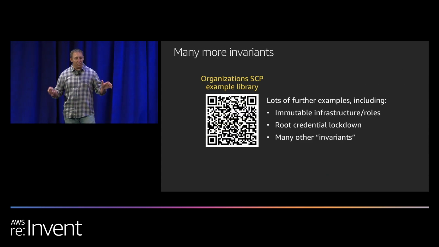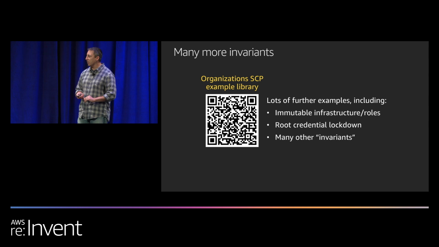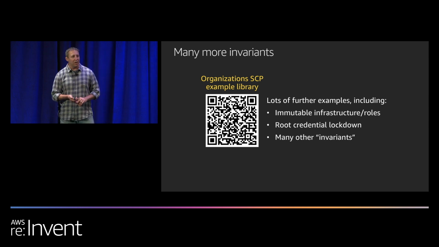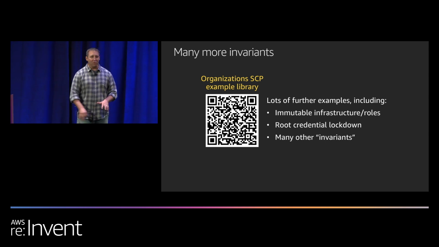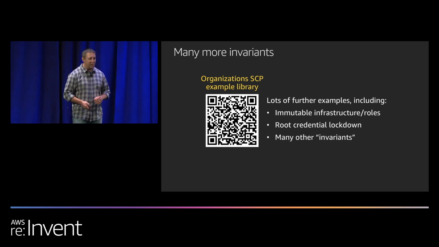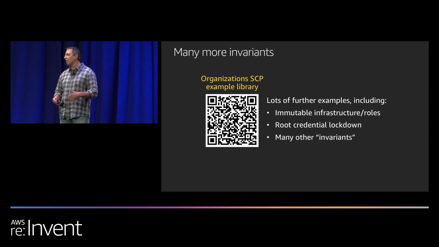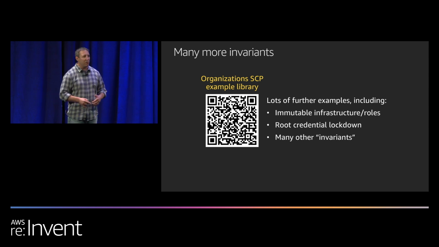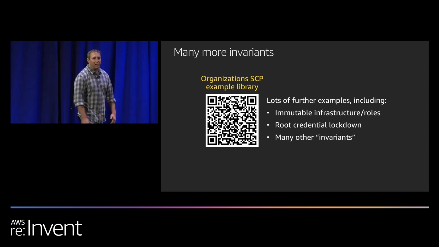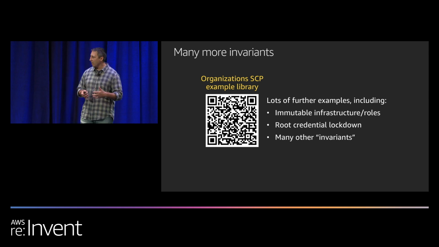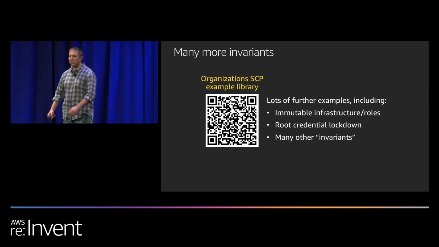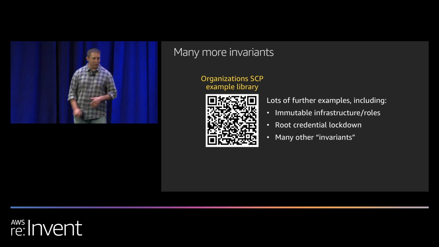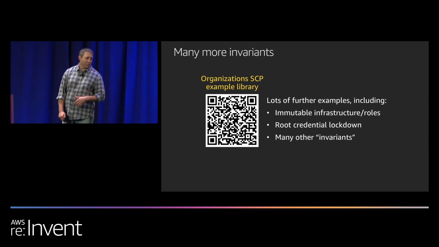Okay, now there's lots more invariants. I think we've got a fairly good sample library up there for you to choose from today. I don't want to spend the time to go through a ton of them because, again, they're in the docs. But I think you're going to find a lot of things that folks have been thirsty for a long time: how I lock down root credentials, how I make things that a central team deploys to all these various accounts immutable, and so forth. So there's lots of other invariants.